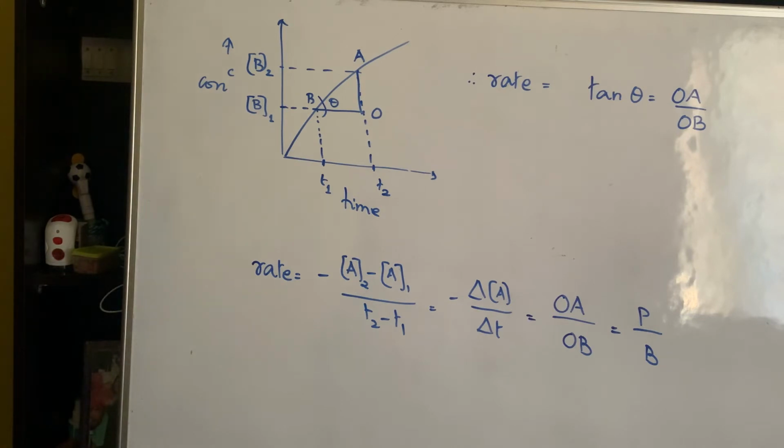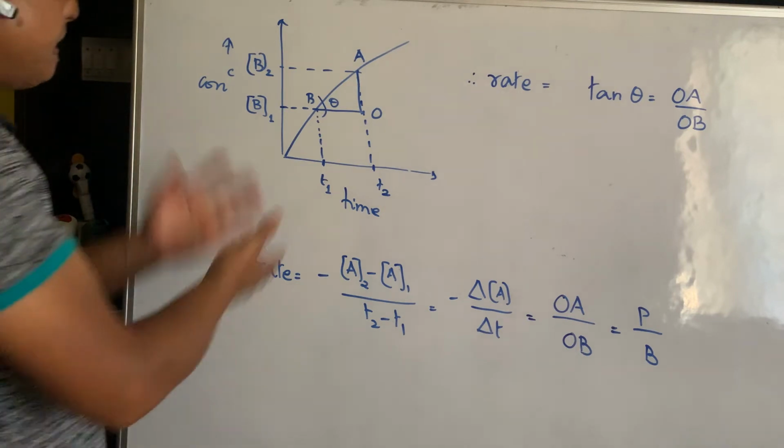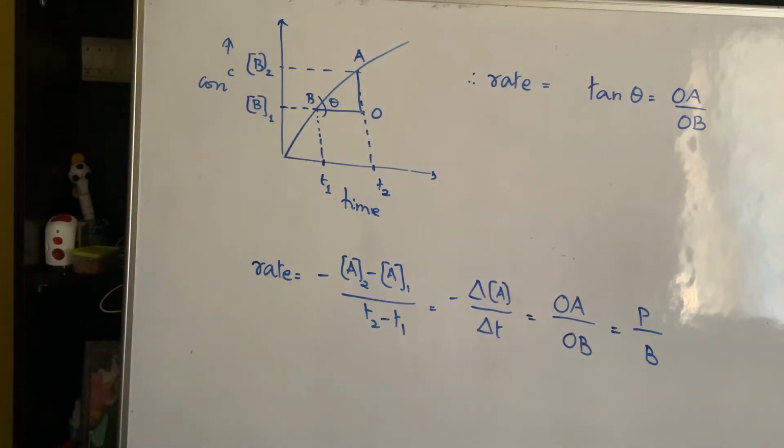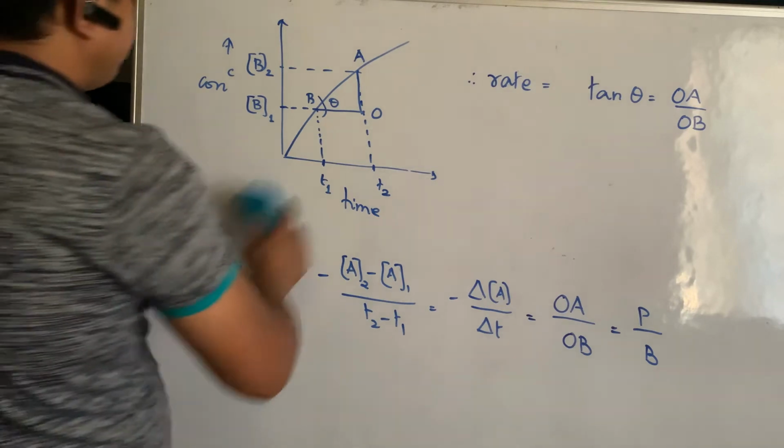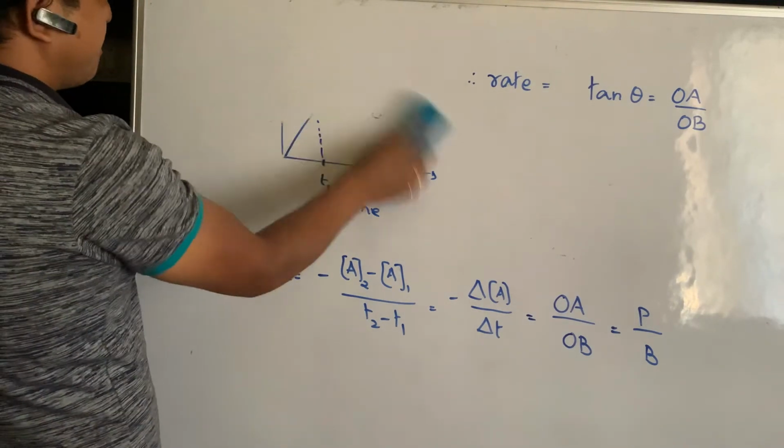Fine. So average rate of a reaction, what is the concept? The average rate of a reaction means when we calculate the rate of a reaction over a certain interval of time, then that rate of a reaction is known as the average rate of a reaction. And graphically, how do we calculate the average rate? In this way.